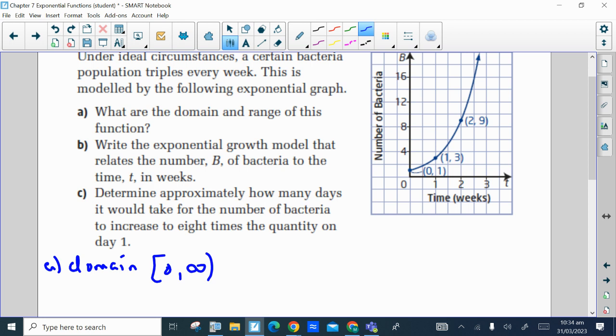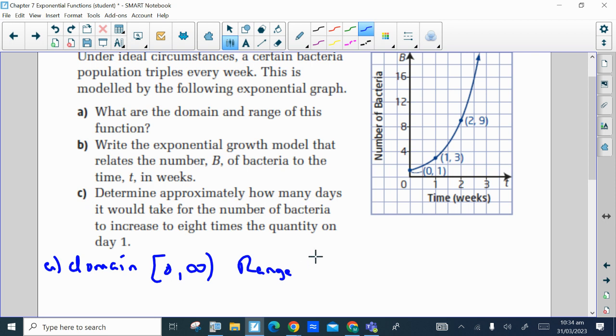So some things that could maybe stop it from growing: if they run out of a food source, they won't be able to grow. They won't be able to multiply. Or maybe a temperature change kills them off, or some other condition that kills them off. But otherwise, they would continue to grow forever.